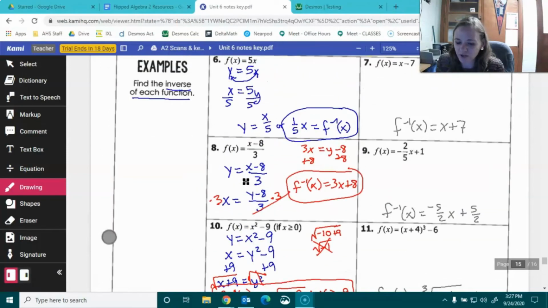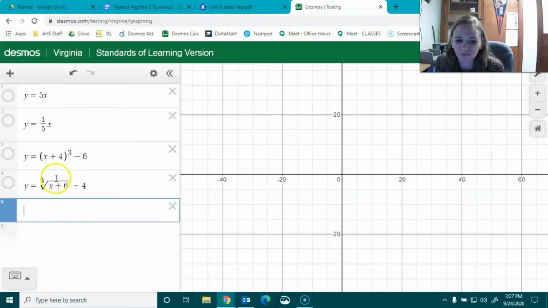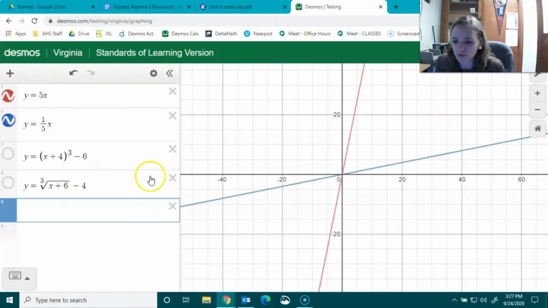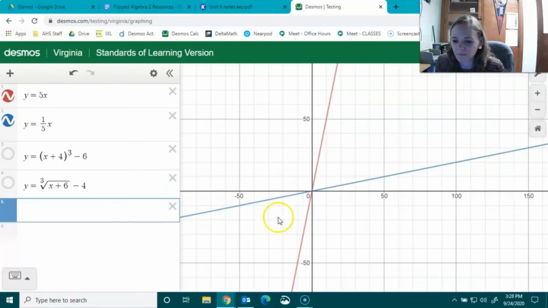I've already entered these in for you. Number 6 was, the original was 5x, the inverse is 1/5 x. What do you think they look like on the graph compared to each other? Let's take a look. So here it is, 5x and 1/5 x. I'm going to go ahead and show these, and they look like this. Okay, so kind of interesting.